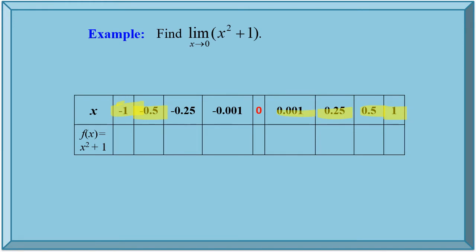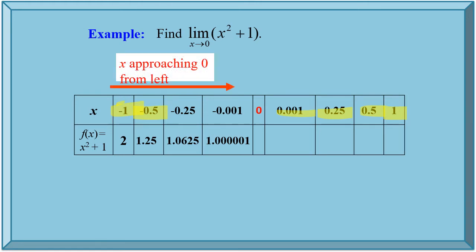So what we need to do is calculate all these values for f(x) equals x squared plus 1. For negative 1 it is equal to 2. For negative 0.5 it is equal to 1.25. For negative 0.25 it is equal to 1.0625. And for negative 0.001, it is equal to 1.0000001. So this is x approaching 0 from the left. We can see that the limit of x squared plus 1 as x approaches 0 from the left is approaching 1. It is going to 1, it is nearer to 1.